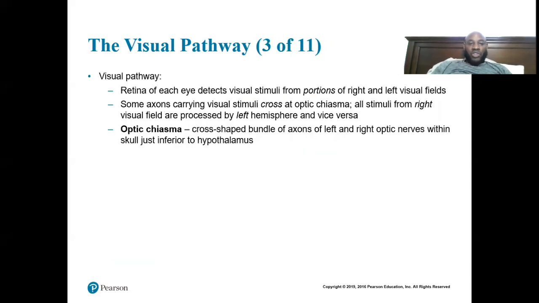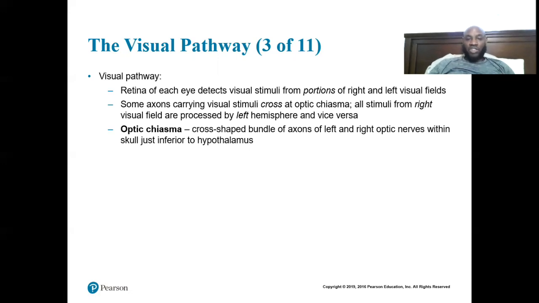So what's the visual pathway? The retina of each eye detects visual stimuli from portions of the right and left visual fields. So my right eye can see some things on the left, and my left eye can see some things on the right. Some axons carrying visual stimuli cross the optic chiasma. So all stimuli from the right visual field are processed by the left hemisphere and vice versa.